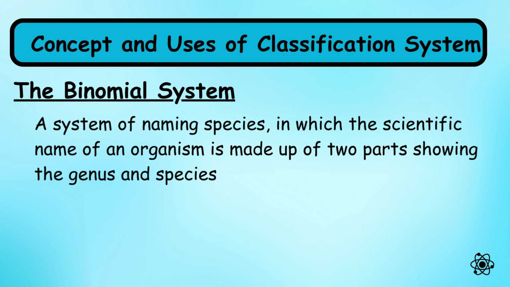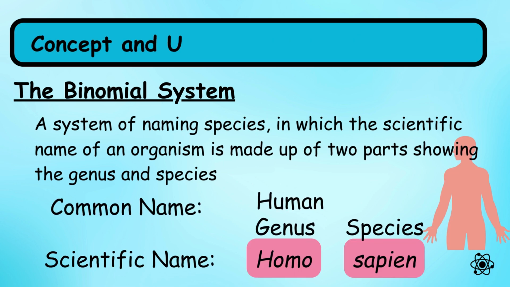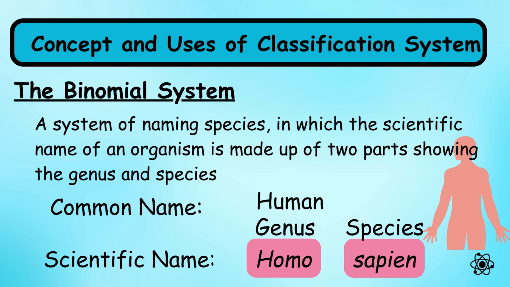In this system, the scientific name of an organism is made up of 2 parts, starting with the genus, which always starts with a capital letter, and followed by the species starting with a small letter. When typed, binomial names are always in italics, which indicates they are Latin. For example, Homo sapiens.